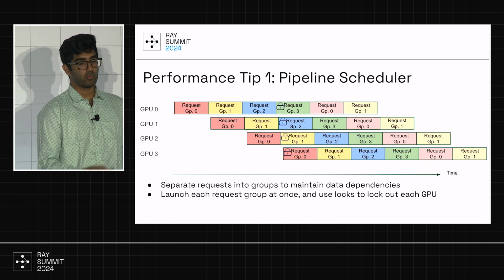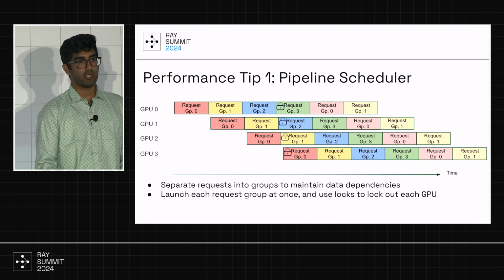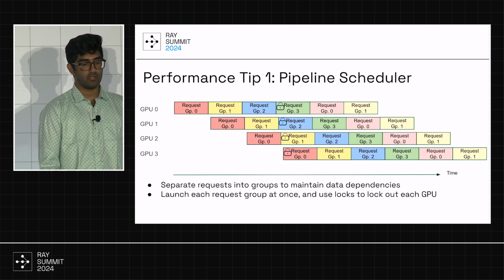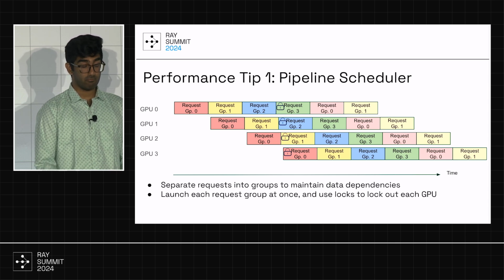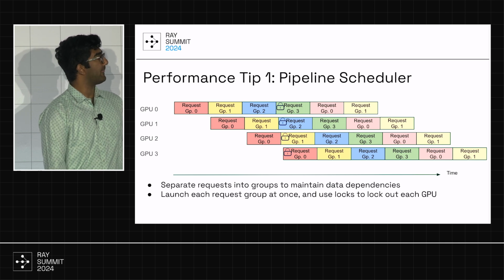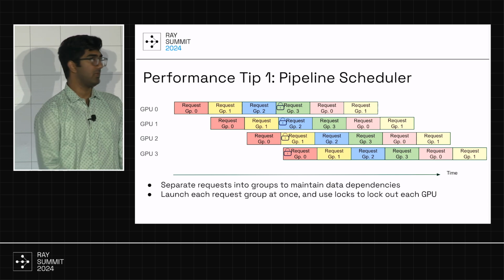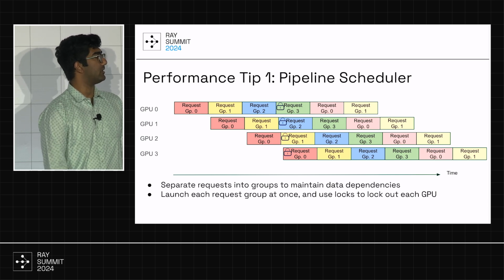So we have all 4 request groups here that are bolded, operating at the same time. And we use locks so that we can reserve a GPU for the correct request group. And then you can see those last 2 request groups, those are going to be scheduled in the next iteration. So this is our strategy to implement pipeline parallelism within vLLM.